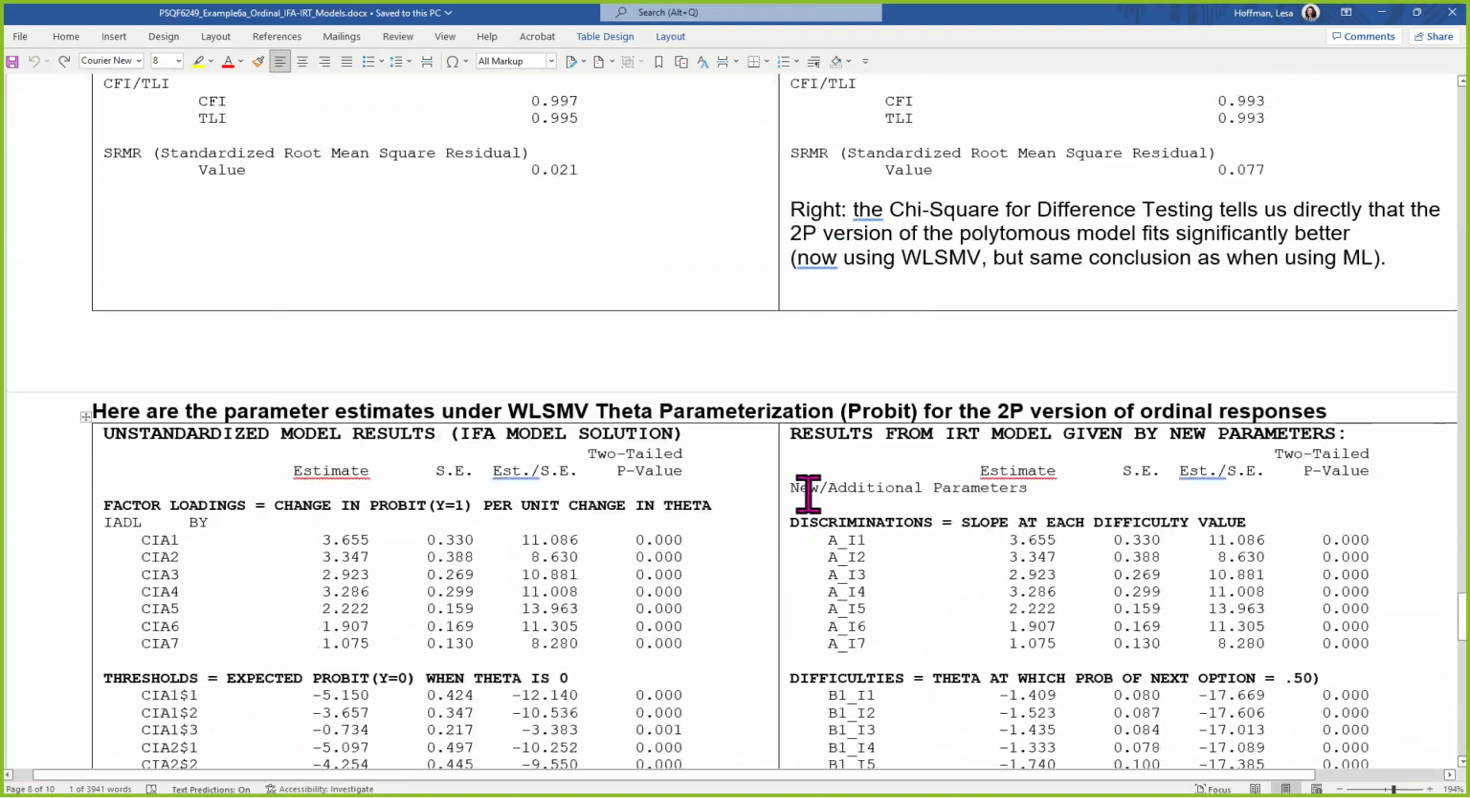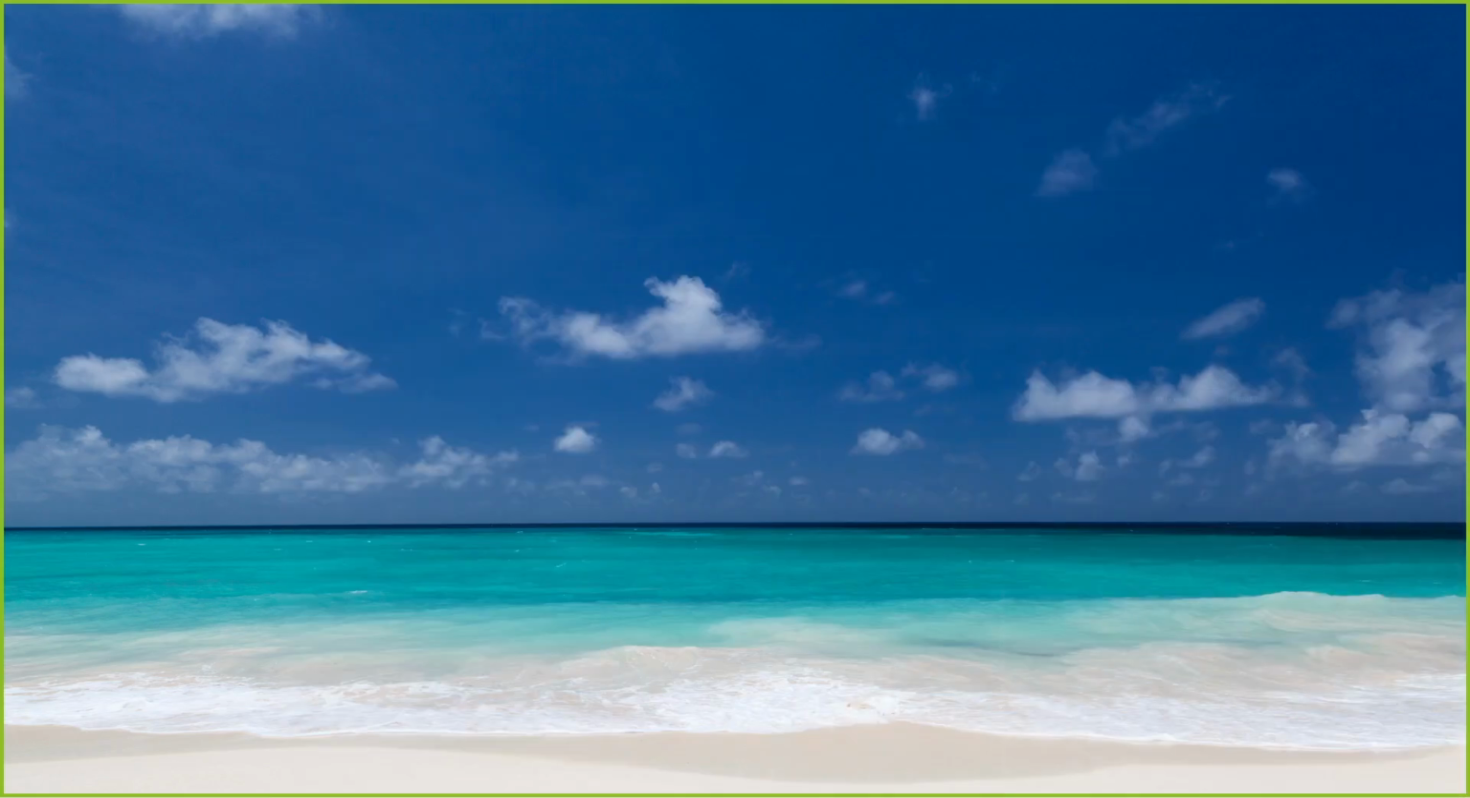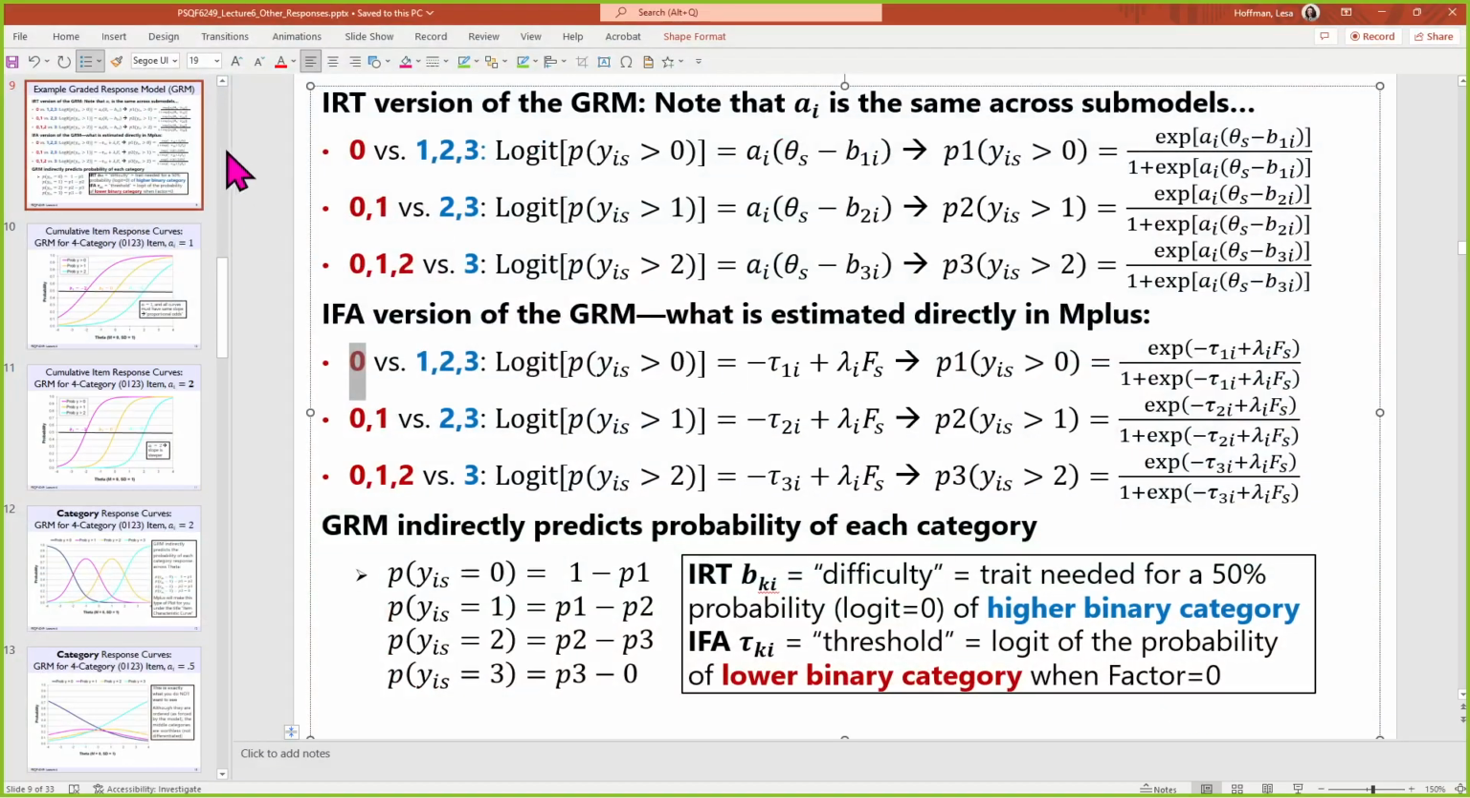All right, we did it all. Hooray. Questions on this example? All right. Then I want to give you a brief tour of some other models that you may find useful, but that I'm not going to cover in any level of detail.